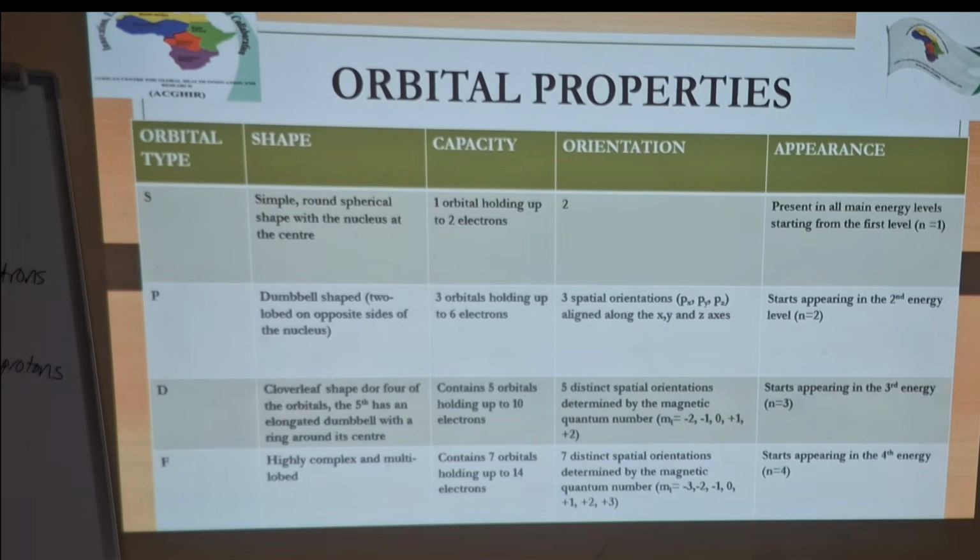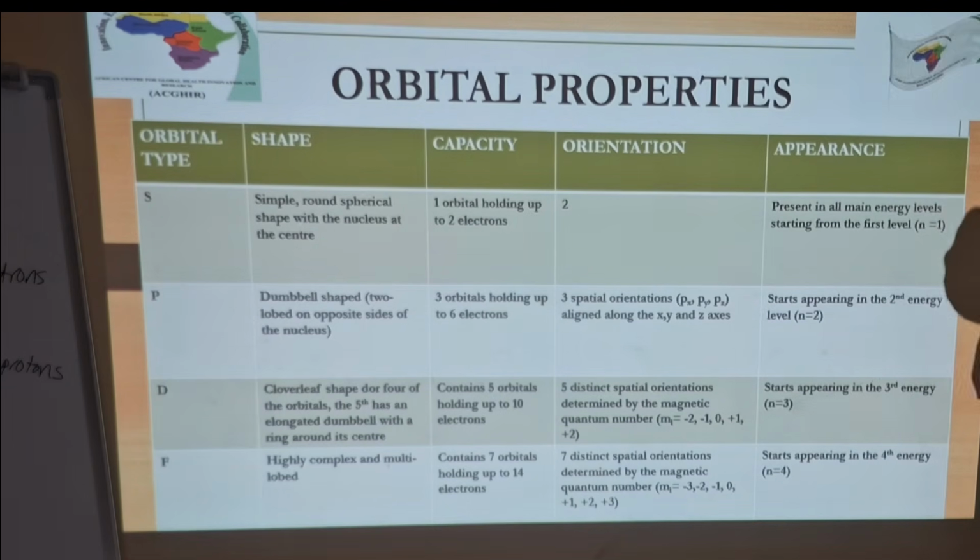The d orbitals are cloverleaf shaped. 4 of the orbitals are cloverleaf shaped. However, the 5th has an elongated dumbbell shape with a ring around its nucleus. It contains 5 orbitals, holding a maximum of 10 electrons. It has 5 distinct orientations determined by the magnetic quantum number ml from -2 to +2. They start appearing in the third energy level, n is equal to 3.